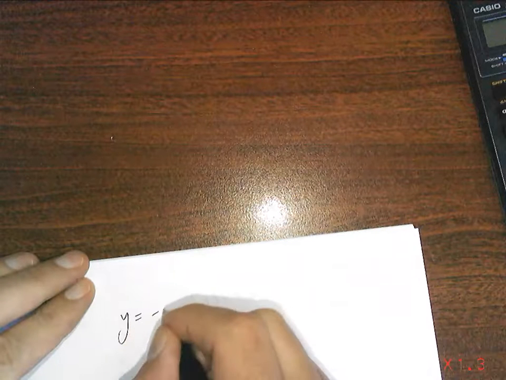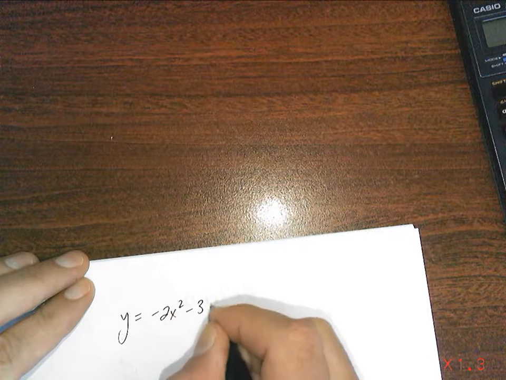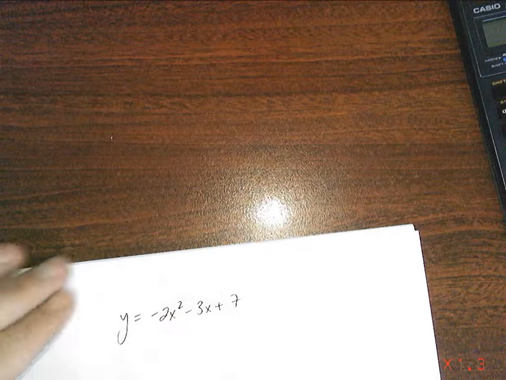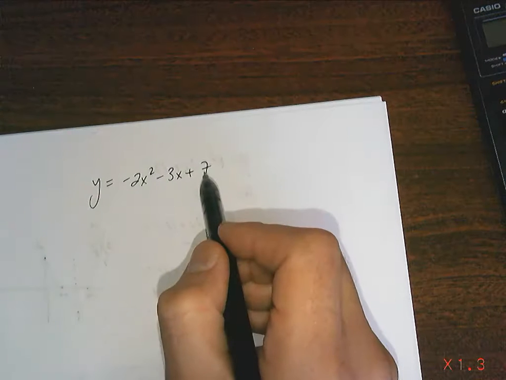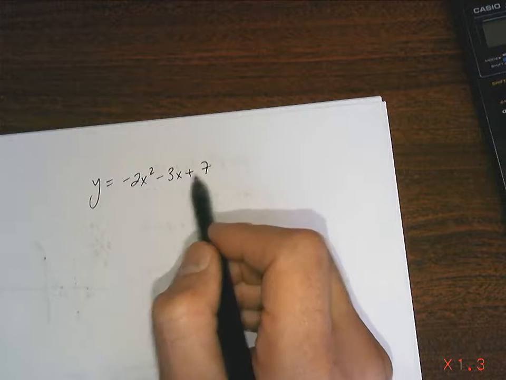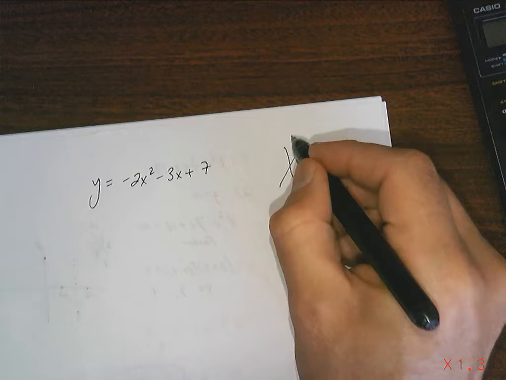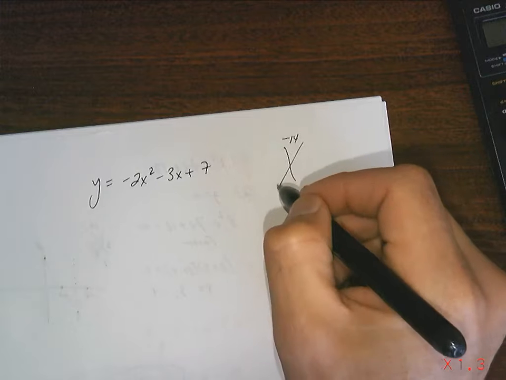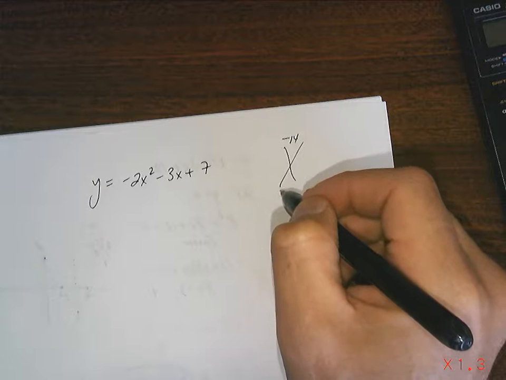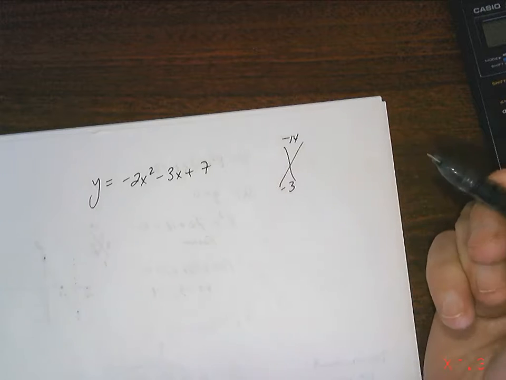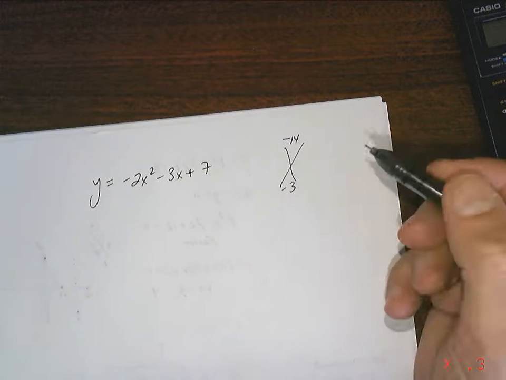Now I'm going to make this example up just off the top of my head: y equals negative 2x squared minus 3x plus 7. So I don't know anything about this equation. I made it up. I do know that it will not factor because I'd be looking for two numbers that multiply to give negative 14 and add to give negative 3. And that's not going to happen. So this does not factor.